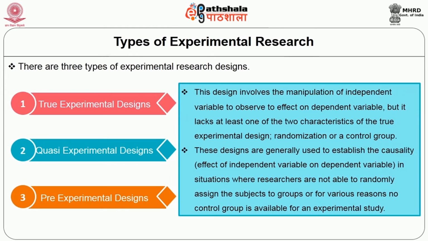And now the second type of research is the quasi-experimental research. Here the quasi-experimental research design involves the manipulation of the independent variable to observe its effect on the dependent variable, but it lacks at least one of the two characteristics of the true experimental design, randomization or a control group. Quasi-experimental designs are generally used to establish causality, that is the effect of the independent variable on the dependent variable, in situations where researchers are not able to randomly assign the subjects to groups or for various reasons no control group is available for an experimental study.